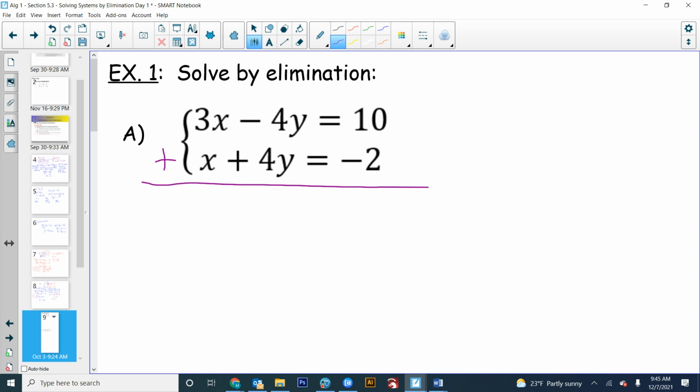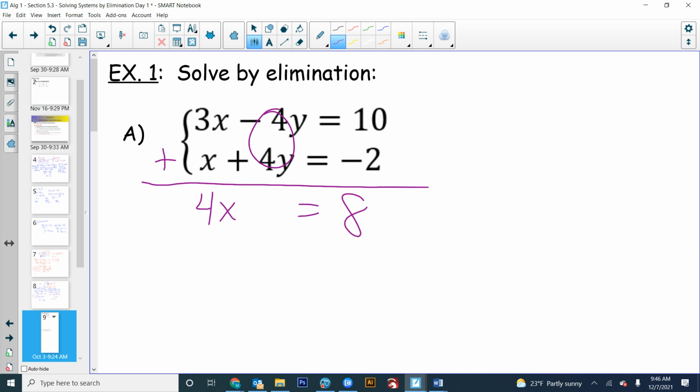When I add each column up, what's 3x plus x? 4x. Okay, go ahead and write that. Now, what is negative 4y plus 4y? Zero. Do I write 0y? No. It eliminates. That's what elimination is. It goes away. Don't write it. Okay, what's 6 plus a negative 2? I'm sorry, 10 plus a negative 2. Look how fast we got to that point.